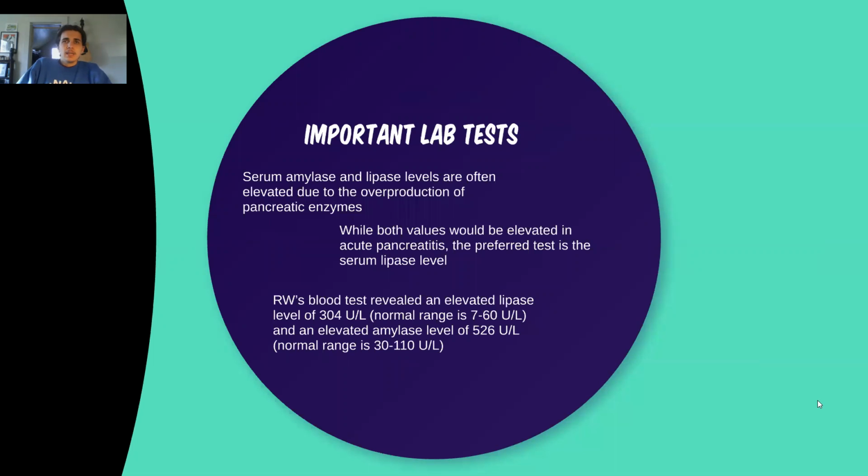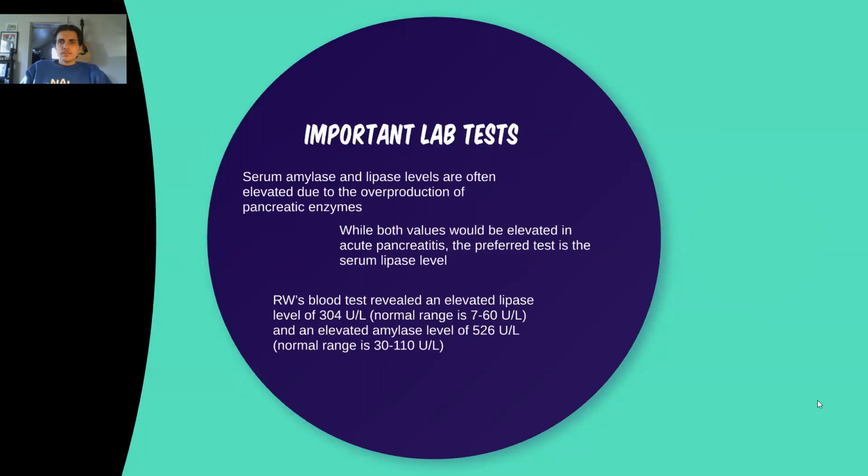You might want to take serum amylase and lipase tests and look at the levels, and they're often elevated due to the overproduction of the pancreatic enzymes. So while both values would be elevated in acute pancreatitis, the preferred test is serum lipase level. That's because there are a lot of other conditions and reasons why the serum amylase level could be elevated. So serum lipase level is kind of the surefire way to diagnose.